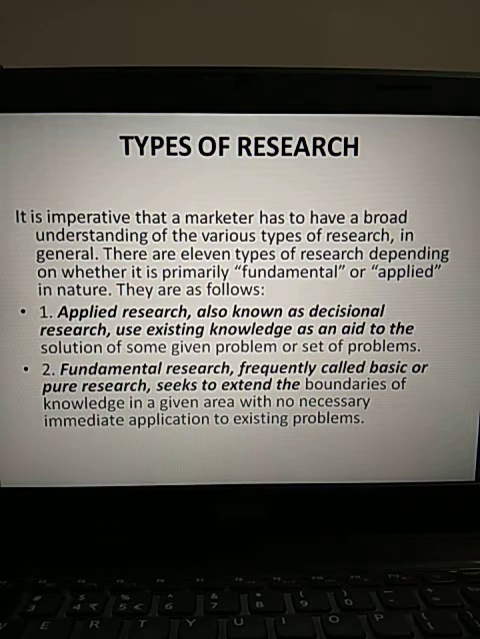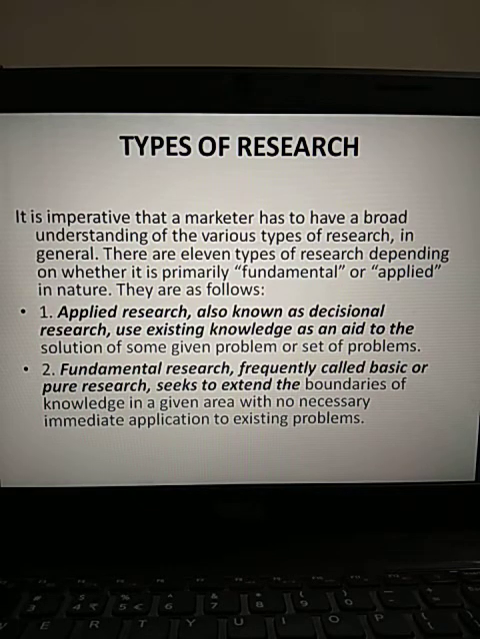So these solutions are going to help in the advancement of the benefits. What is one more name for applied research? Decisional research. It uses existing knowledge as an aid to the solution of some given problem or set of problems. The second one is fundamental research, frequently called basic or pure research, which seeks to extend the boundaries of knowledge in a given area with no necessary immediate application to existing problems.